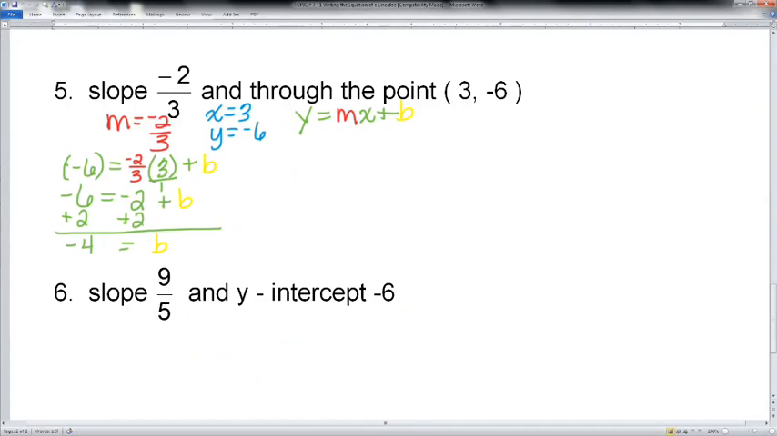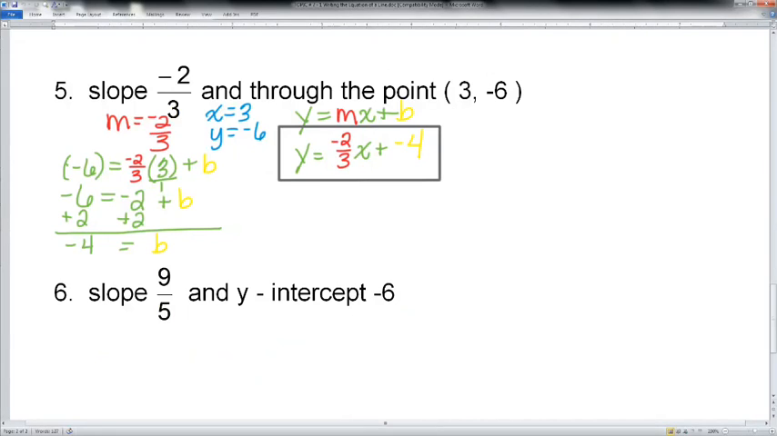And so now I'm going to put it in y equals mx plus b form. So I have y is equal to my m, which is -2/3 x plus -4. And so there's my final answer.